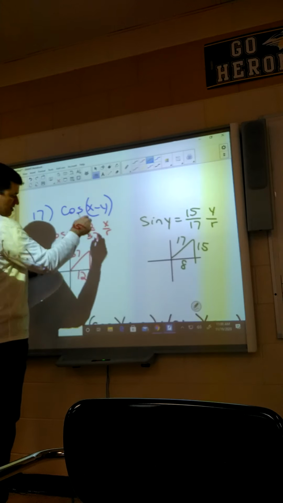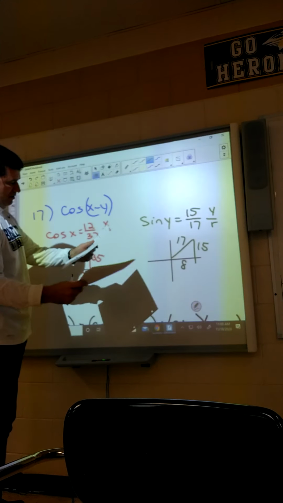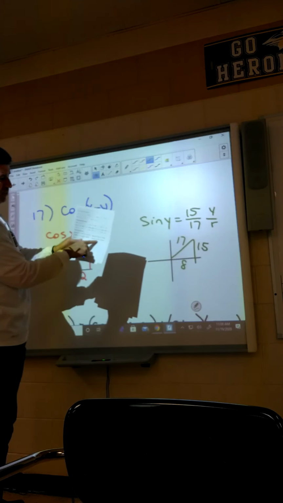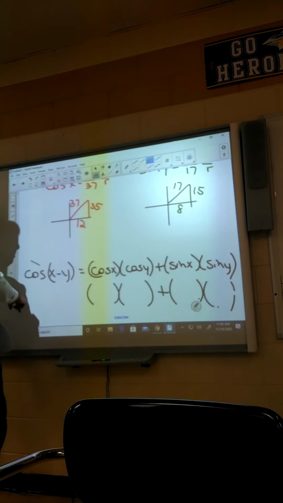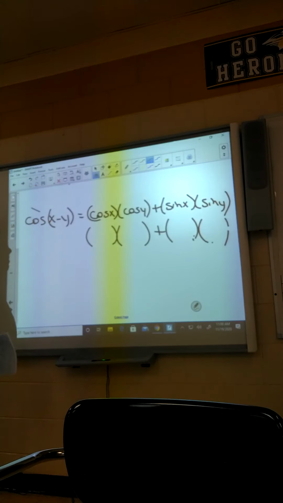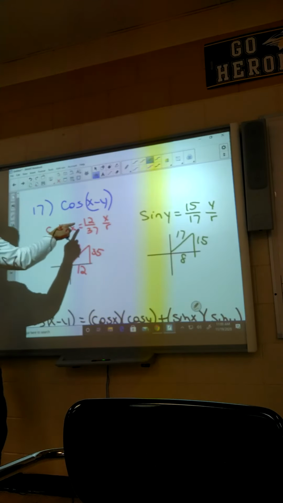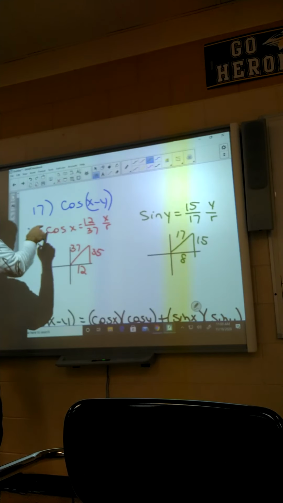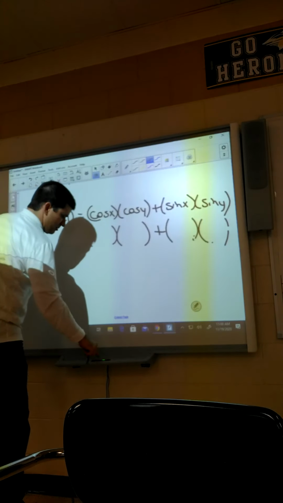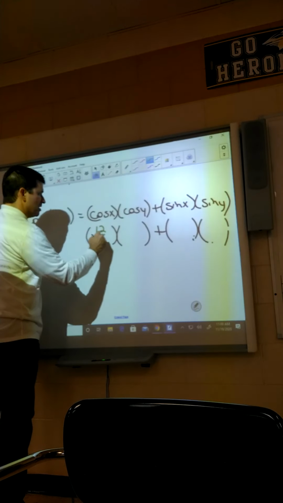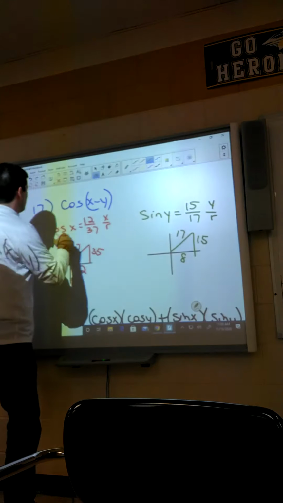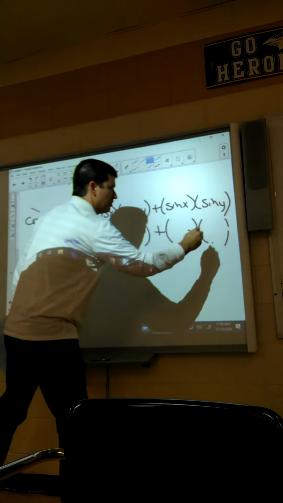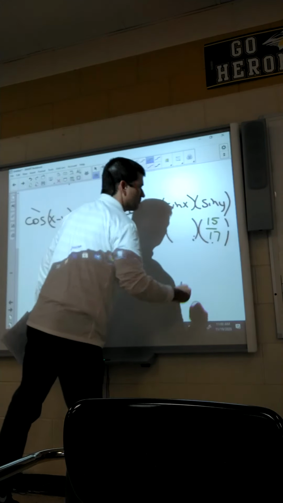Remember, cosine of x minus y has a formula. Cosine of x minus y. It's cosine x, cosine y, plus sine x and sine y. I've already got it written down. All right, so also remember, they are giving us two of our answers. Cosine of x is 12 over 37, so I can put 12 over 37 there. Sine of y is 15 over 17, so I can put 15 over 17 here.